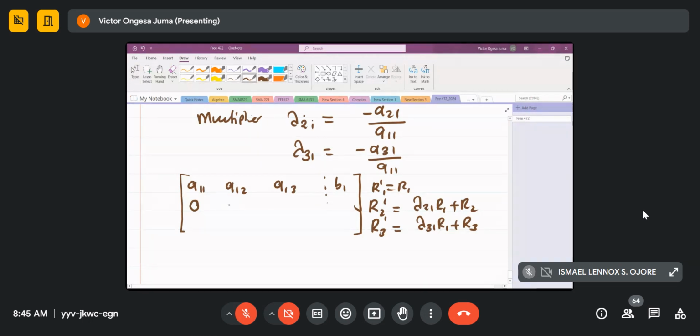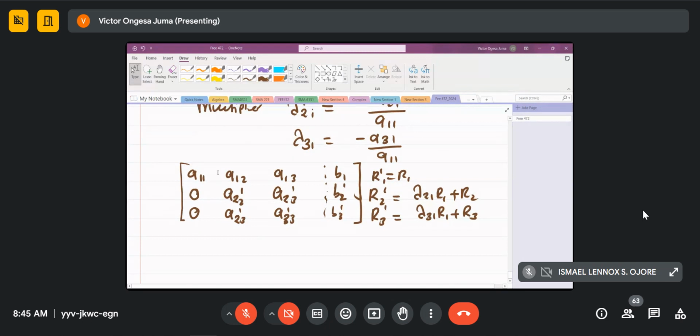Let me just call this A22 prime, meaning the new A22 obtained just by following the same procedure. And then this is A23 prime. Then this is B2 prime. I'm just adding prime to mean the new one. Then if you follow the same procedure, this will be 0, this will be A23 prime, this will be A33 prime, and then this will be B3 prime. That now becomes our new system.